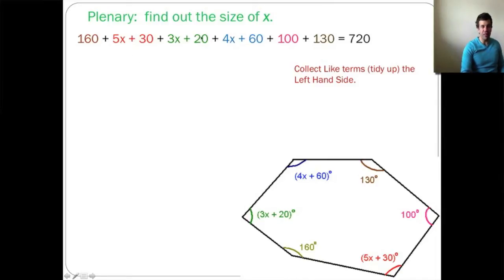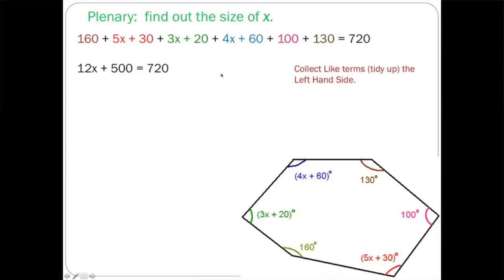Right, 5x plus 3x is 8x plus 4x, 12x. 160 plus 30 is 190. Plus 20 is 210. Plus 60 is 270. Plus 100 is 370. Plus 130 is 500. So the left should become 12x plus 500 equals 720.